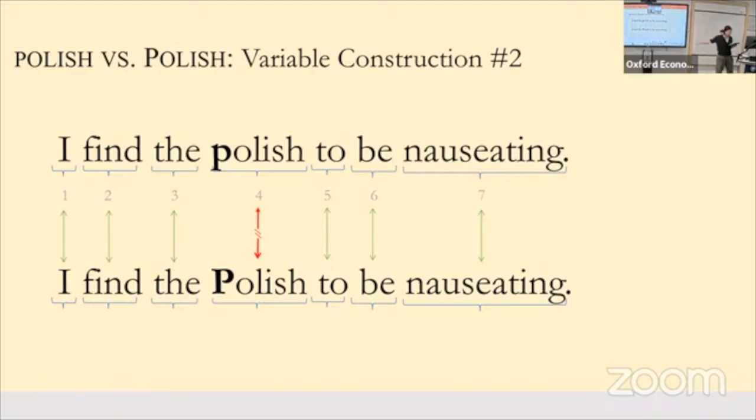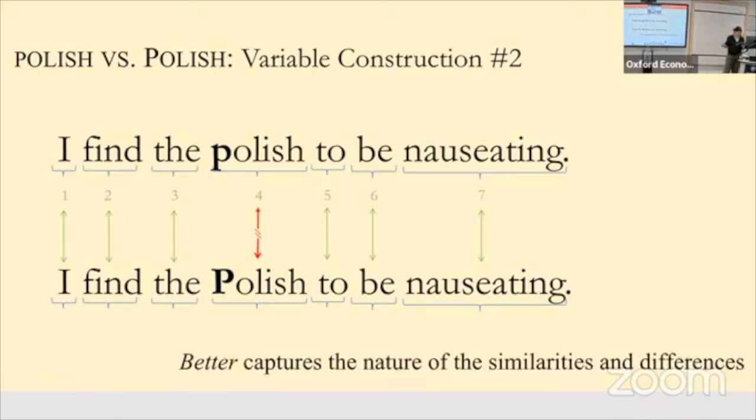This is an improved variable choice. The second choice of variables is an improvement on the first one. It sets me up to do better inference on the conclusions of my experiment. It better captures, it seems, the true nature of the similarities and differences in the experiment.